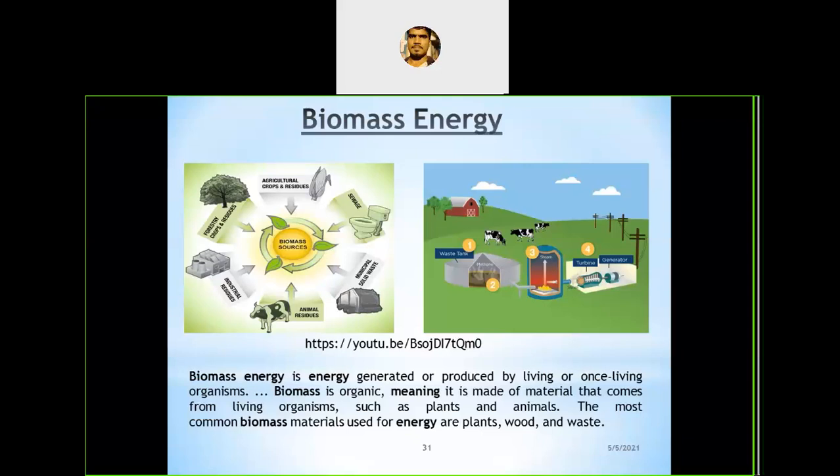So in the last class, we discussed some of the types of non-conventional sources of energy, that is, renewable sources of energy. In continuation with that, in today's class, we are going to discuss another important type of non-conventional or renewable source of energy called biomass, and one more is ocean thermal energy. First one is biomass energy.